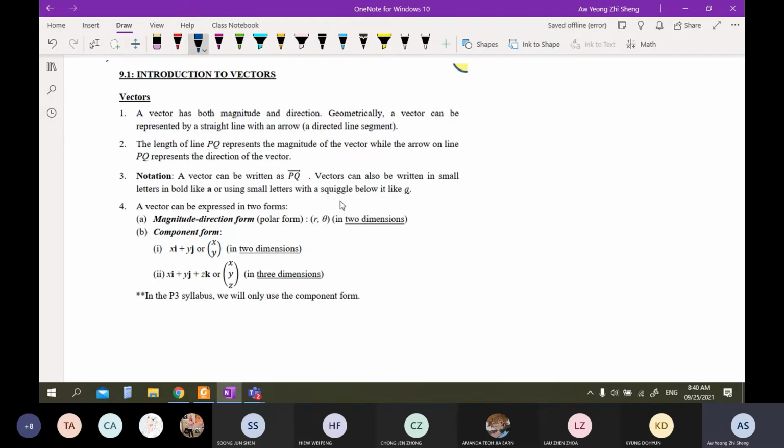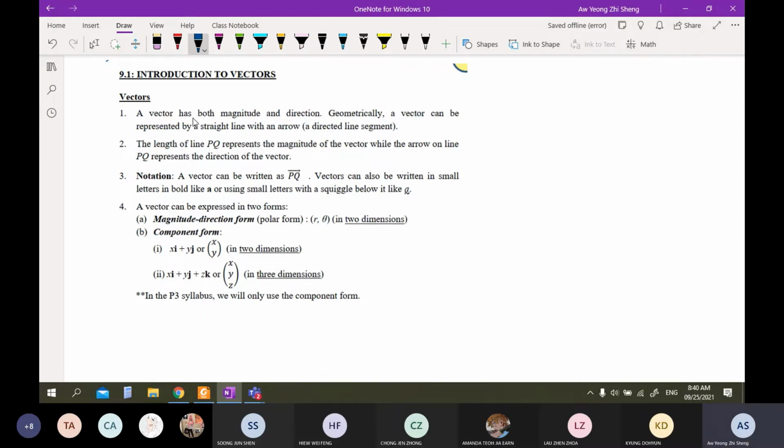The major difference between SPM or IG vectors and A-level vectors is that now we focus on three-dimensional vectors. In 99.99% of the past year questions involving vectors in our A-level syllabus, it will be three-dimensional. Okay.